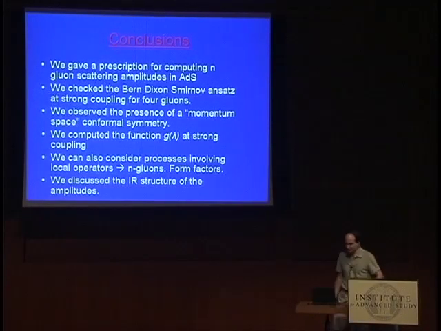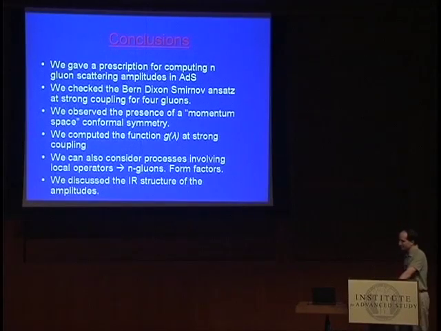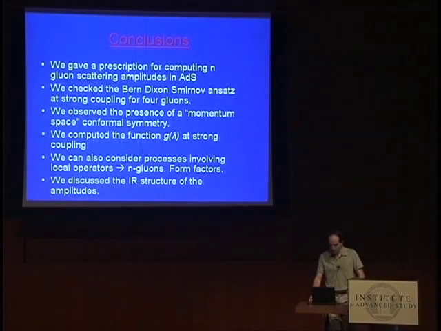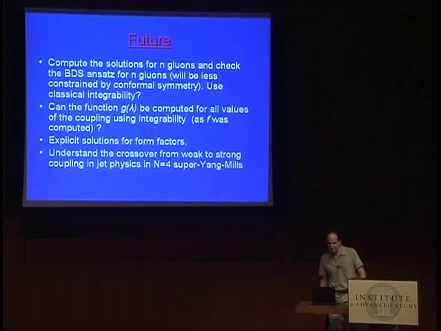So in conclusion, we discussed some prescriptions for computing gluon scattering amplitudes, and we checked the ansatz that people have made for N equals 4 super Yang-Mills. We observed the presence of momentum space conformal symmetry, and we computed these functions that determine the logarithmic divergences at strong coupling. In principle, the prescription should also work for n gluons, and one can also generalize it to the computation of form factors. We also discussed the infrared structure of the amplitudes.